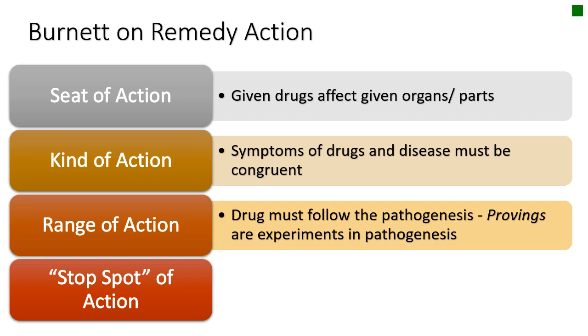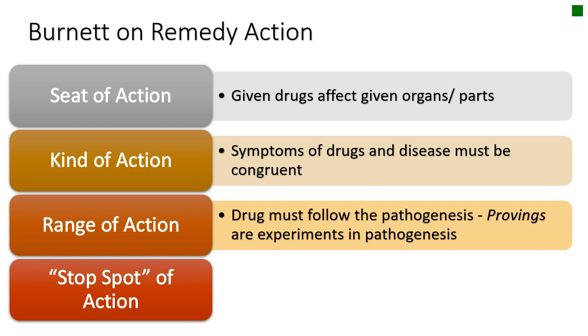The third important point was the range of action, which means the drug must follow the pathogenesis of the disease. Now, in order to understand this term, let's go back to a very fundamental concept of homeopathy, which is provings. What exactly are provings? They are experiments done on healthy people, and the person who is part of a proving watches himself for symptoms as they develop in various parts of the body. We'll come back to this point a few slides later.